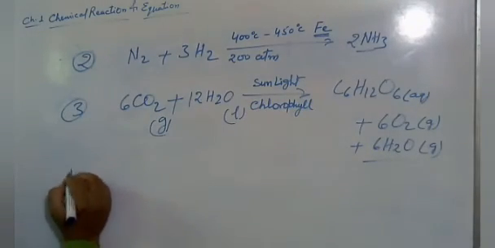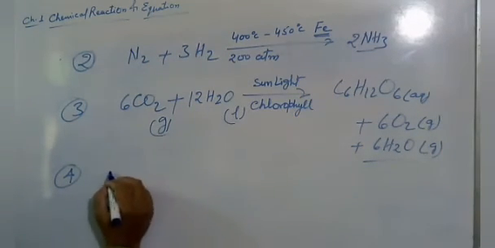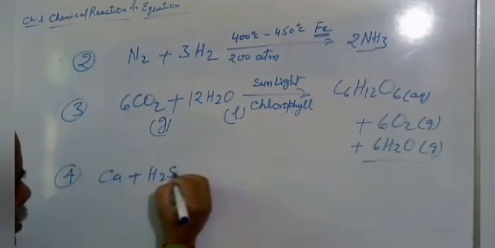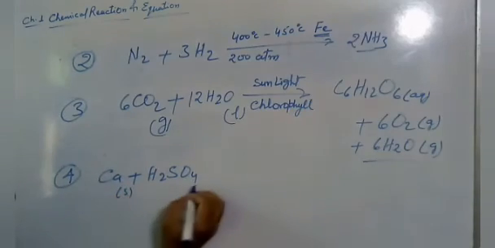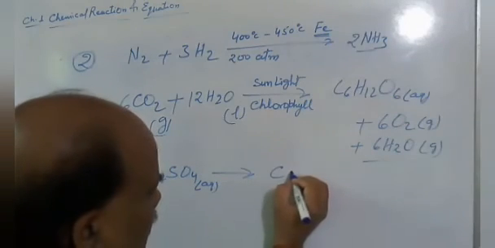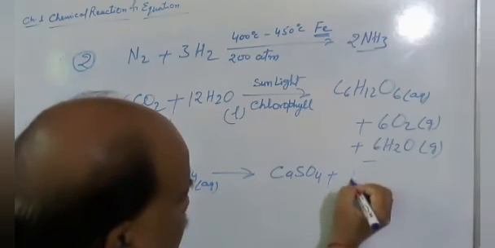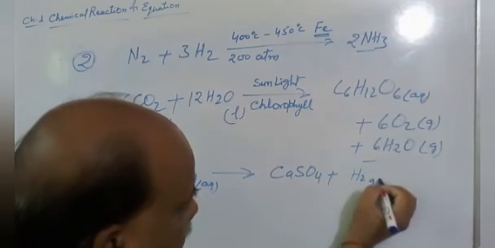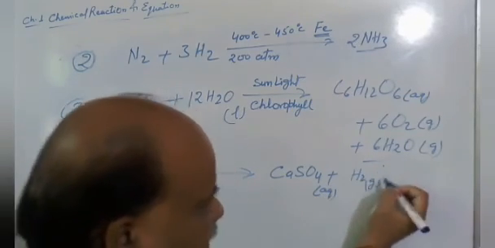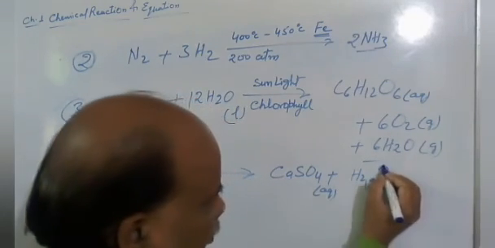In next example, if a gas is produced during a reaction, for example, Ca plus H2SO4, Ca solid, H2SO4 aqueous gives CaSO4 plus H2. This is gas, this is aqueous. So we should represent the evolution of gas by representing an upward arrow.